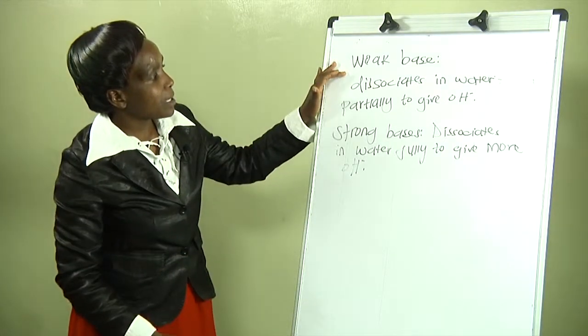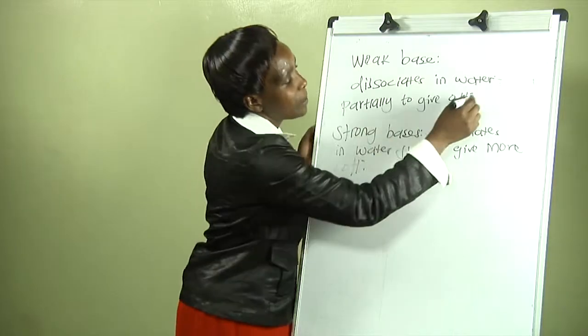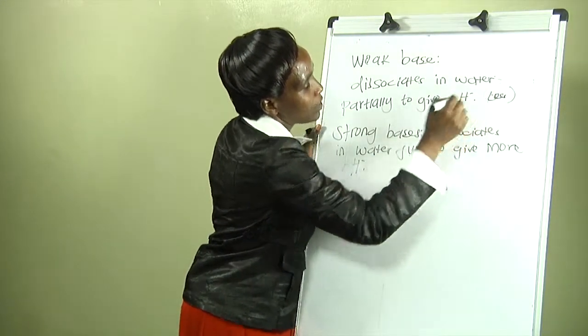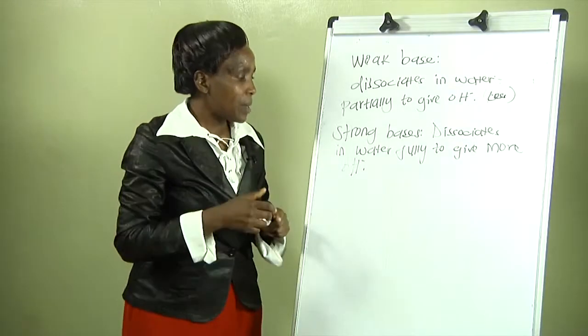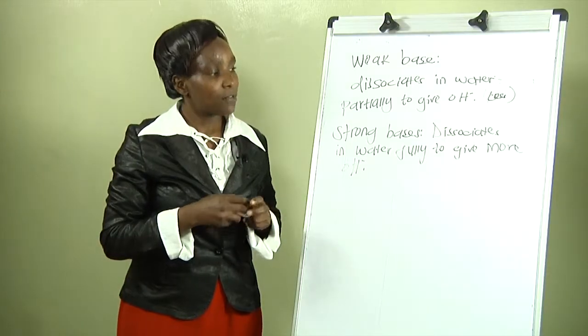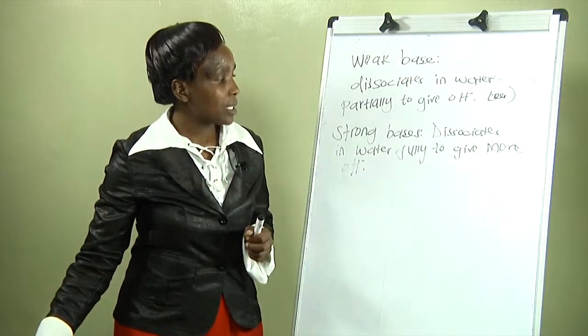So weak bases dissociate partially to give OH ions, but fewer OH ions. When we talk of strong bases, they dissociate in water fully, and therefore give more hydroxyl ions.